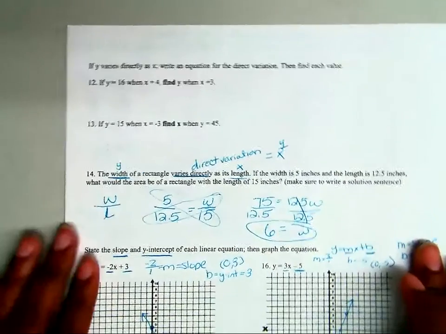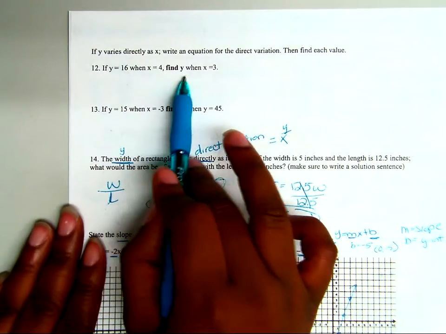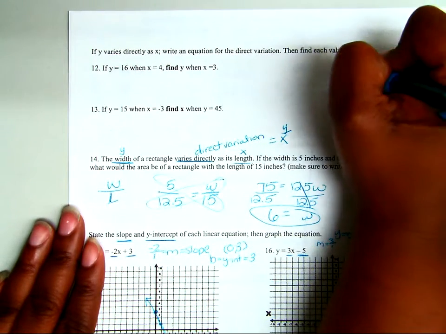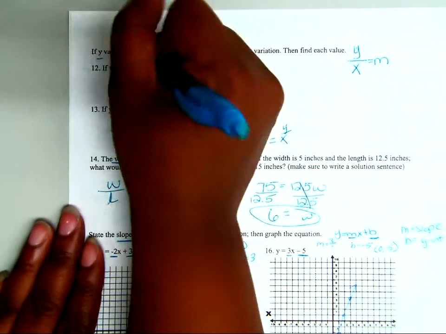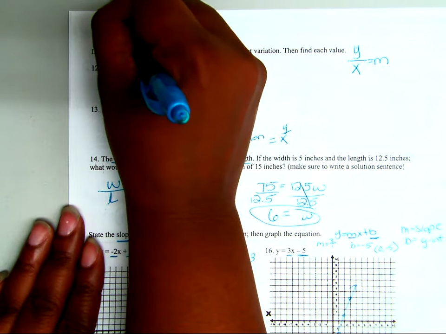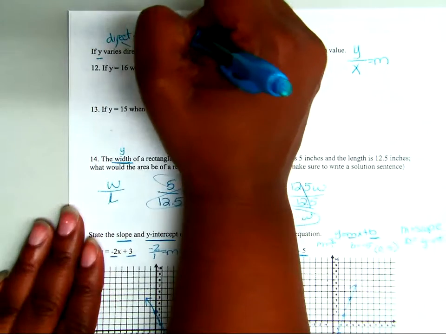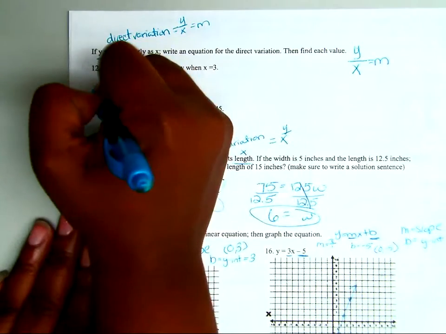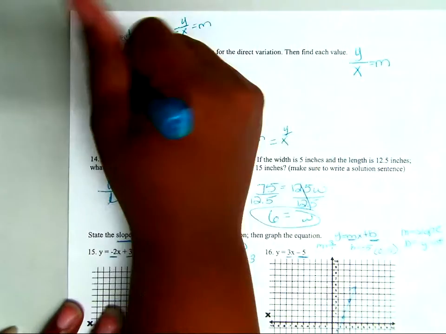All you got to do, if y equals 16 when x is 4, find y when x is 3. First off, I know I'm writing it y over x equals m, because it's telling me y varies directly. Whenever you see varies directly, that's direct variation, which you know equals y over x. So let's do it. 16 over 4 equals, I don't know what y is, over 3.